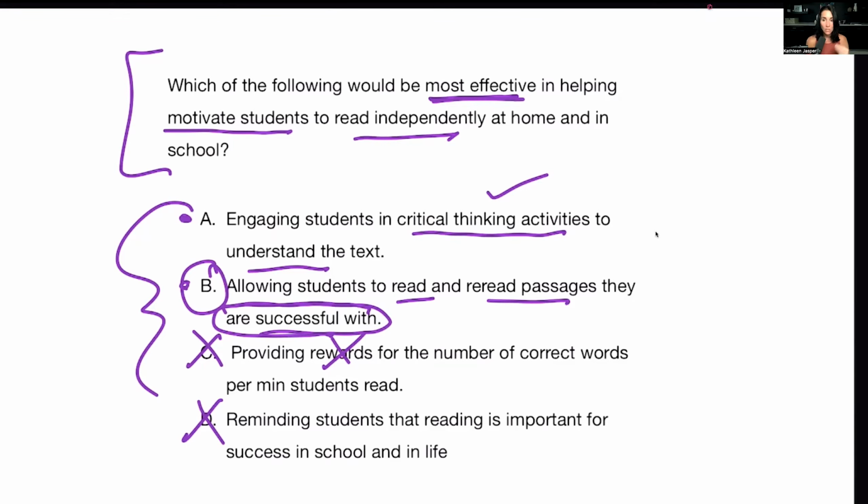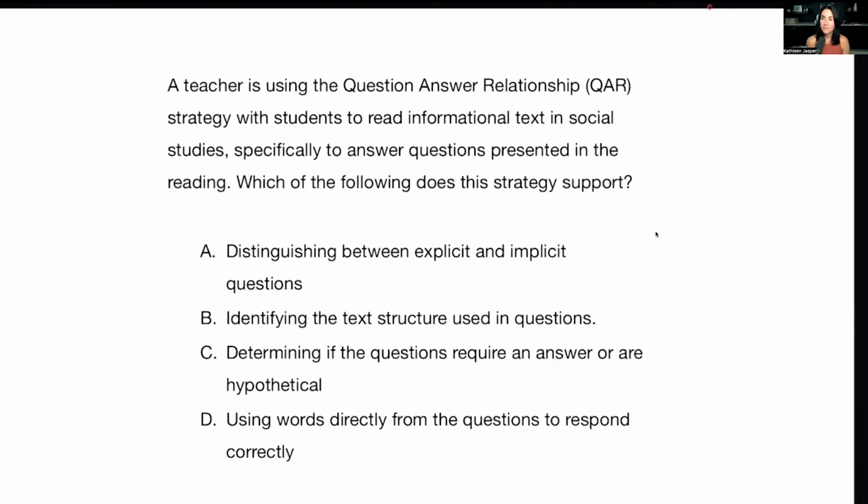So while we use the good words, bad words here, we want to dig a little deeper and say, okay, reading and rereading passages helps with automaticity and success in the passages. And if we're looking for motivation and to read independently, we want kids to be able to read the text in order for them to read independently. And that's why B is the best answer. Let's have a look at another one.